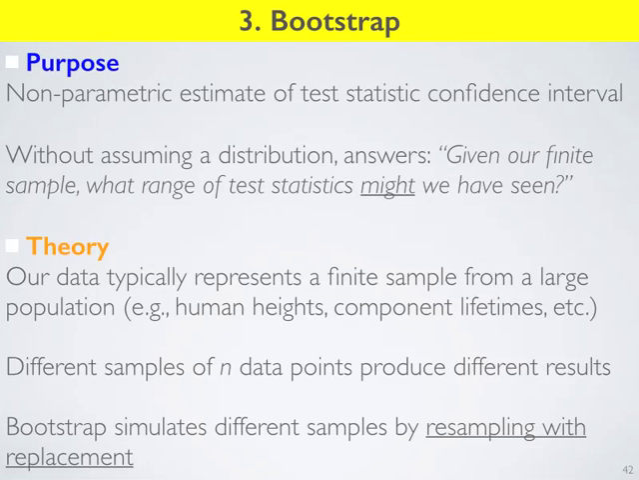So again, this is a non-parametric, meaning empirical, so we don't make any assumptions about the data, estimate of a test statistic confidence interval. So without assuming a distribution, so the student T distribution that we had to assume in the first slide, we're answering the question, given our finite sample, what range of test statistics might we have seen? And so the fundamental idea is that we have a limited amount of data that was sampled from perhaps a bigger population. So imagine we were interested in the average height of a student at the University of Illinois.